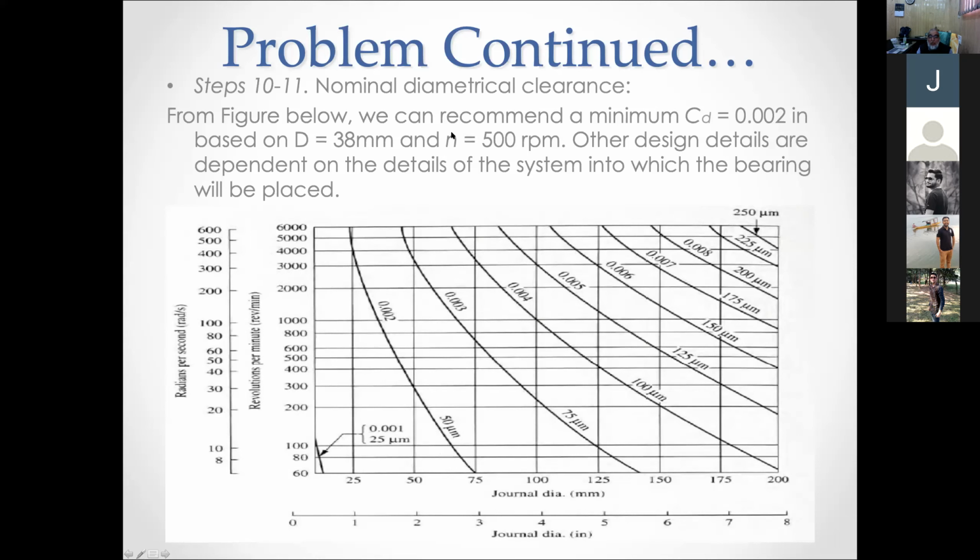Now from the figure below, we can recommend a minimum C/D equal to 0.002 inches. 0.002 inches, it comes here. This is 50 microns, based on D equal to 38 and N equal to 500 RPM. When you go to 38 and 500 RPM, it comes here, so it will cross here. So your radial clearance curve will be valid here, 0.002, 50 microns. So you have to select the clearance.